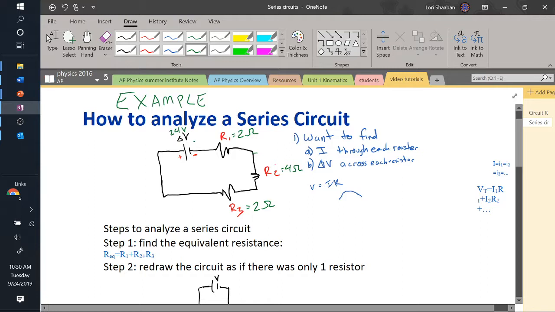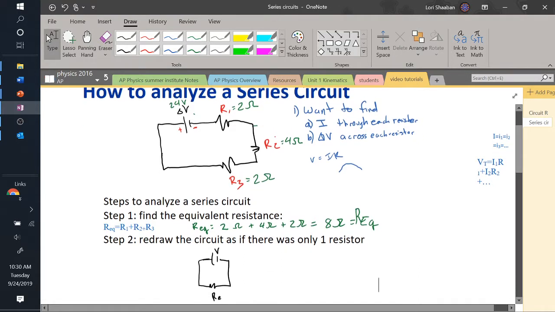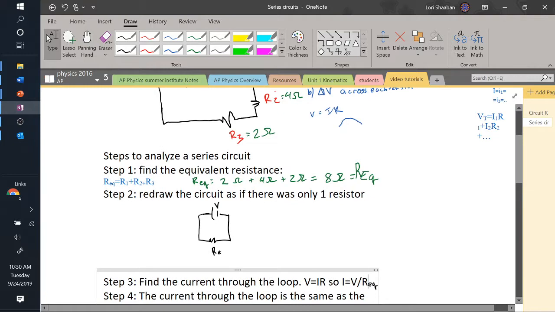So we want to find the equivalent resistance. So that's going to be R1 is 2 ohms, R2 is 4 ohms, and R3 is 2 ohms. That'll be an equivalent resistance of 8 ohms.